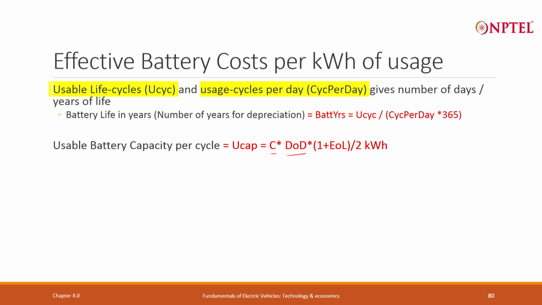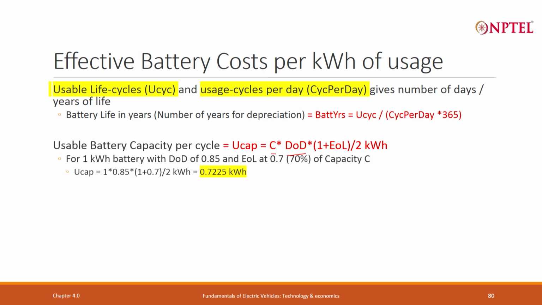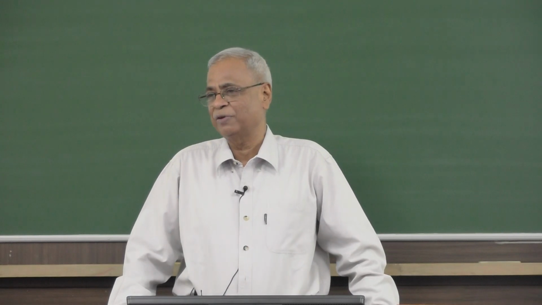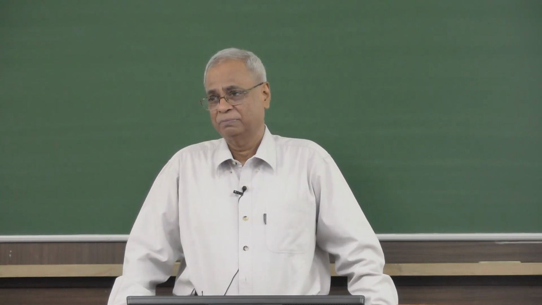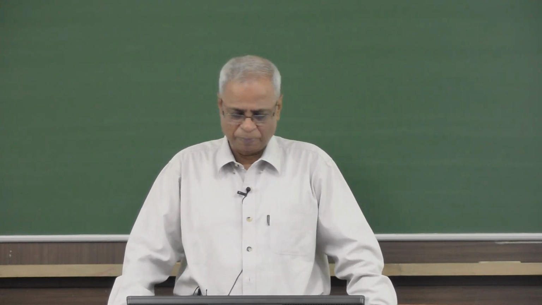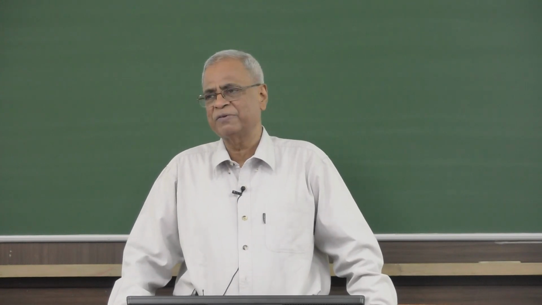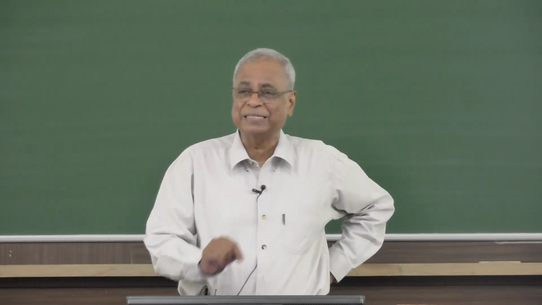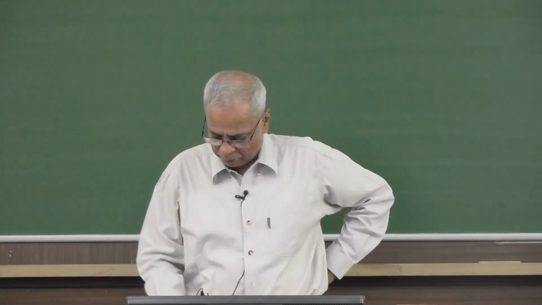Now, this is a simplification that I do, which helps me. For a 1 kilowatt hour battery whose depth of discharge, suppose I use 0.85, and end of life if I use 0.7, 70% of capacity, the usable battery capacity per cycle works out to be 0.7225 kilowatt hour. So, though I am buying a 1 kilowatt hour battery, I am actually using only 0.7225 kilowatt hour on the average. When it is new, I am using 0.85, when it is old, I am using 0.85 multiplied by 0.7. So, on the average, I am using 0.7225 kilowatt hour. So, the cost that I calculate per day for the battery has to be for this, not for 1 kilowatt hour. So, for 1 kilowatt hour it will be more.